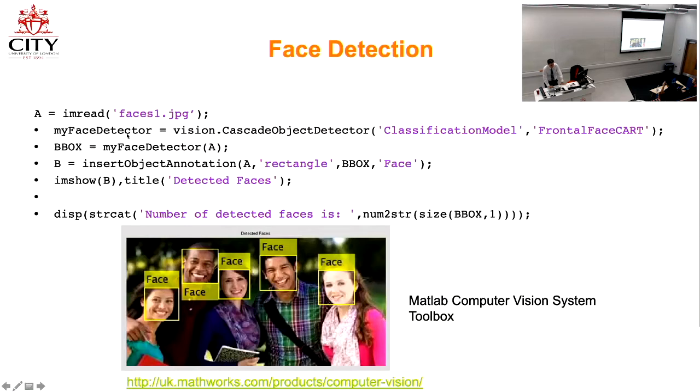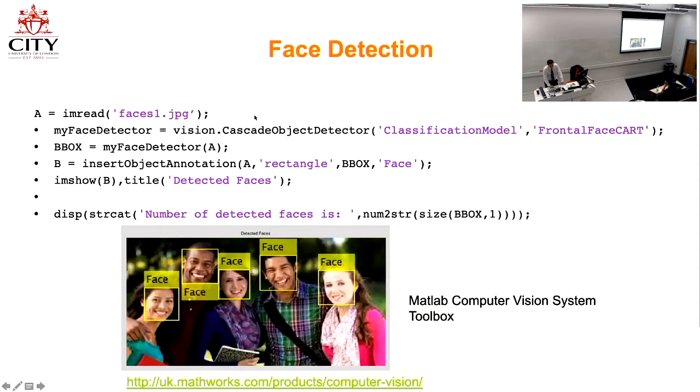I call it my face detector, you can call it whatever you like, is vision.cascadeObjectDetector, which is a sort of classifier. And then I say classification model is frontal face CART. If you leave these 2 blank, this is the default. Just say vision.cascadeObjectDetector, and it will automatically work. You don't need to add any parameters.